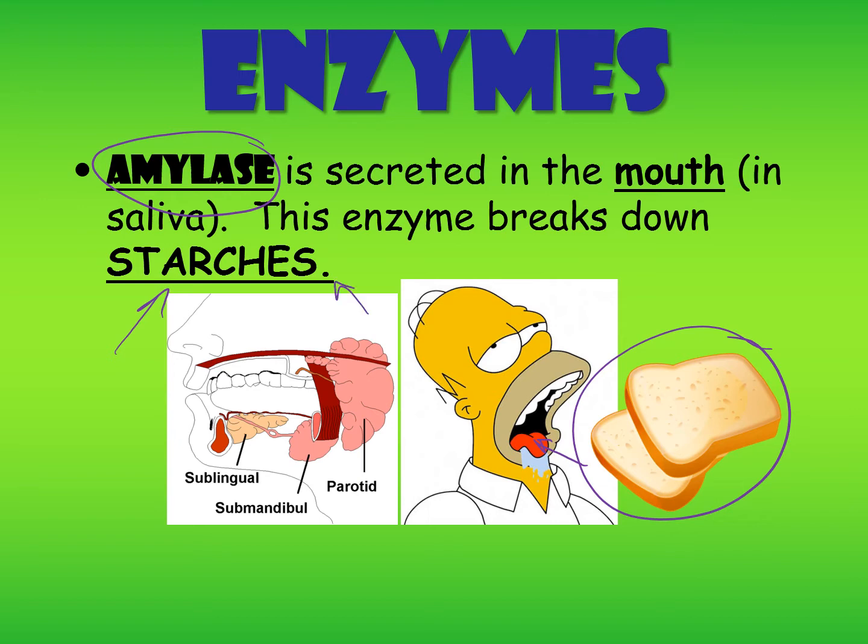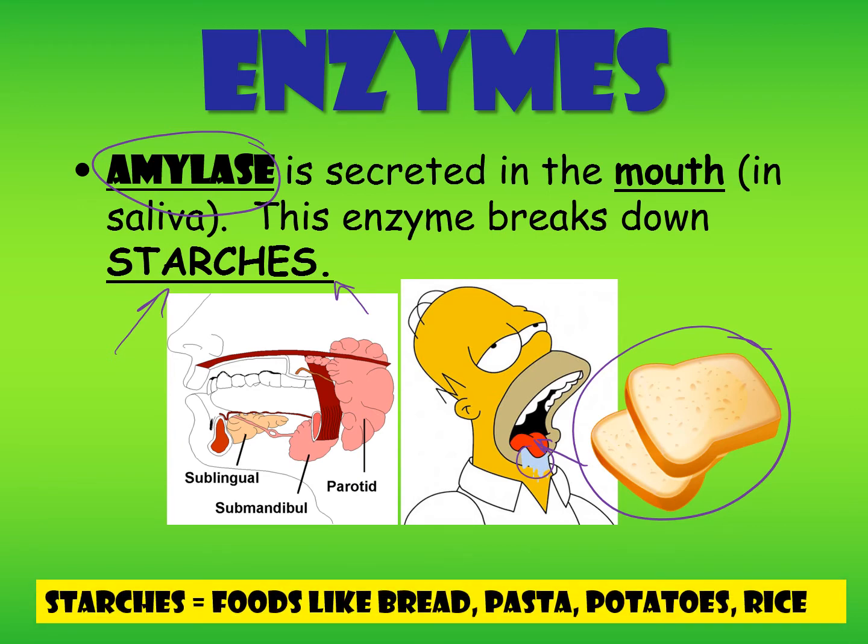If you ate something with protein or fat, a different kind of nutrient, it would be mixed in the saliva, but amylase would not do any work on it. So again, it's just another way to speed up the digestion process. It starts right away in the mouth. So by the way, again, starches are foods like bread, pasta, potatoes, and rice.